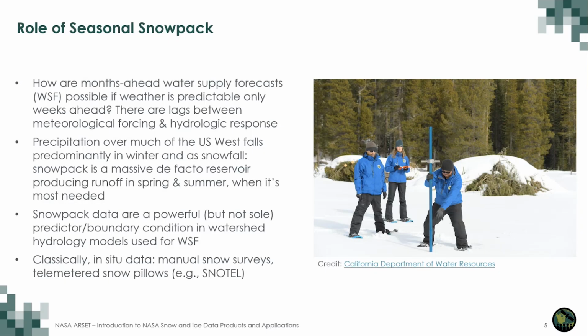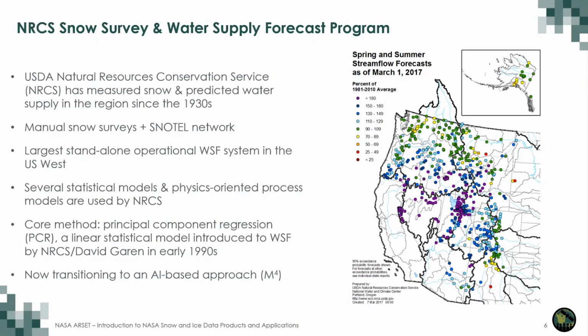So what kind of data do we use? Classically, it's in situ data. These are manual snow surveys, and there's a photograph of one here being run by the California Cooperative Snow Survey, as well as telemetered snow pillows, such as SNOTEL.